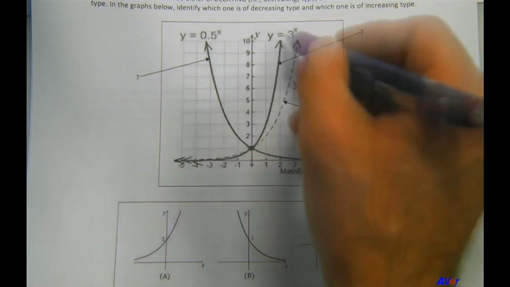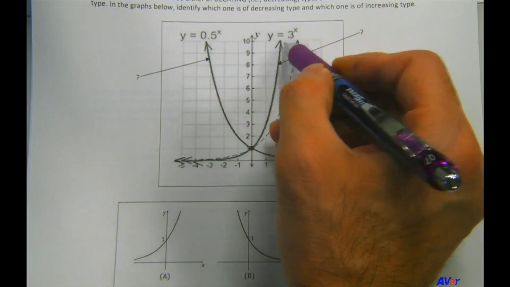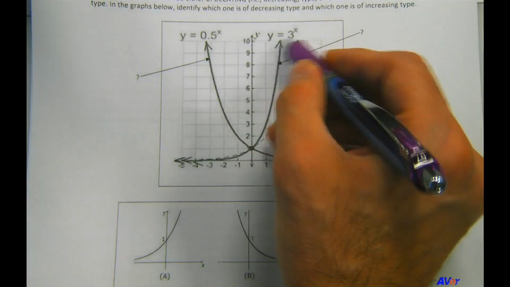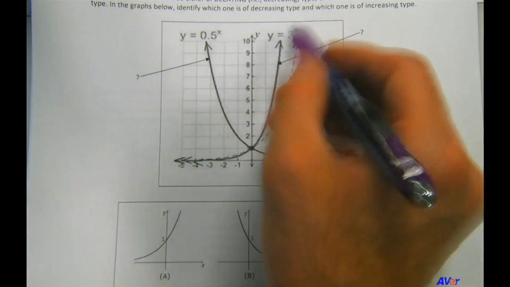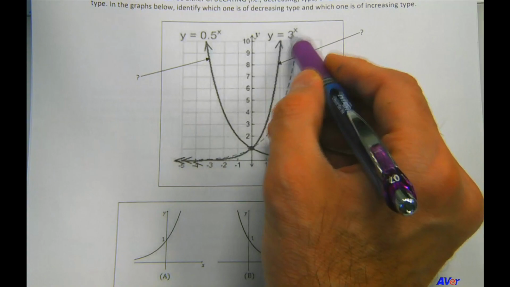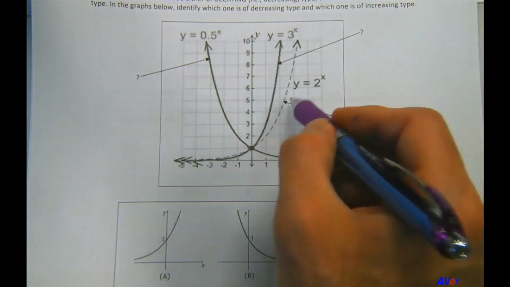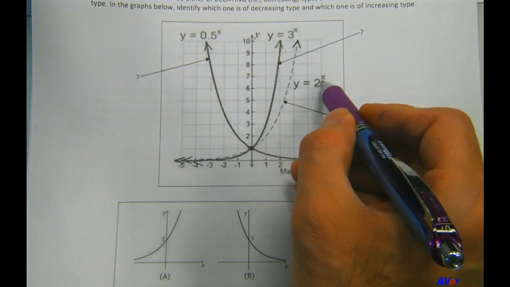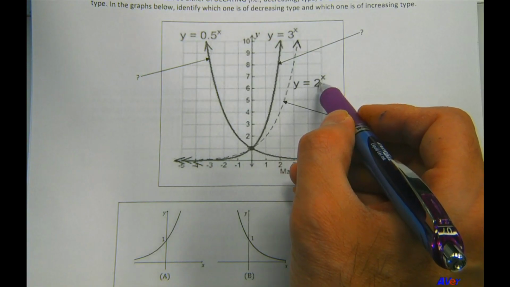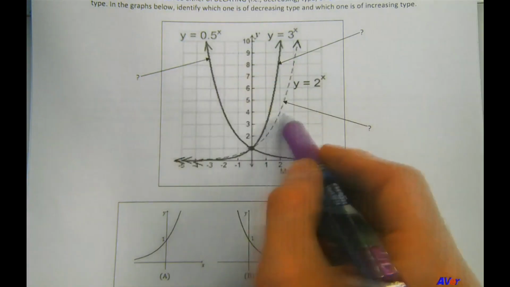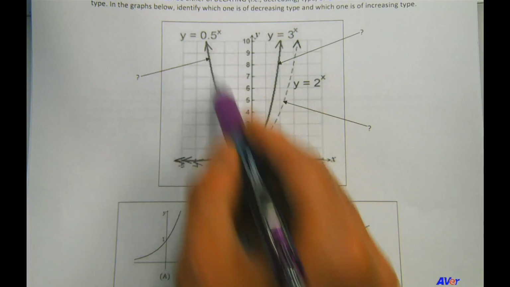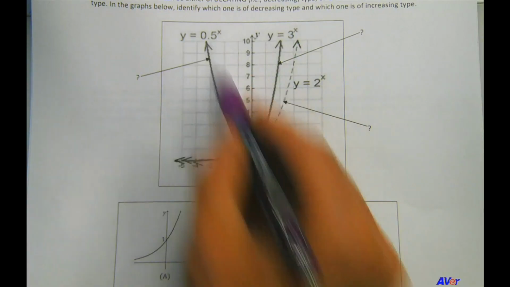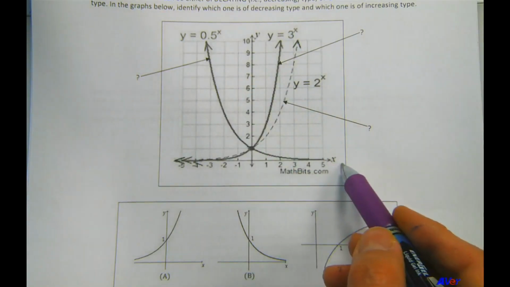So it's increasing from left to right, and that graph is associated with the exponential function y equals 3 to the x. This one is y equals 2 to the x. And that one is a declining or decaying exponential function. From left to right, it's dropping.